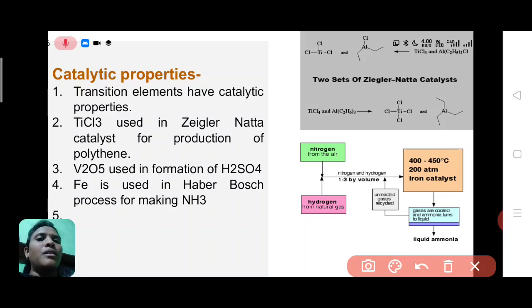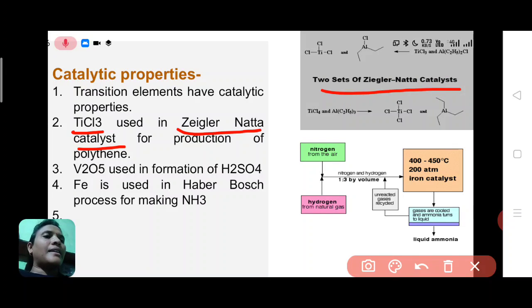So all the d block elements, all the transition elements, are very useful as catalysts. Transition elements have catalytic property, meaning they have the property to increase the rate of reaction. See here, titanium trichloride, TiCl3, is used as a Ziegler-Natta catalyst. This Ziegler-Natta catalyst is useful for forming some polymers.